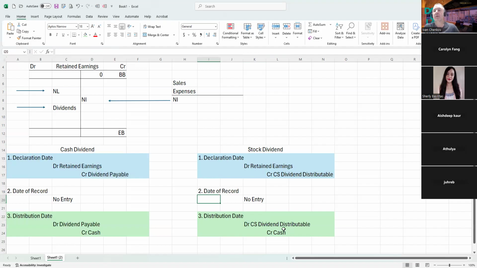What if we declare a dividend to the preferred shares? What will be the name of the account now? If we're giving a stock dividend to the common shares, it's going to be common shares dividend distributable. What if we give the stock dividend on the preferred shares? What will be the name of that account? Can you guess?